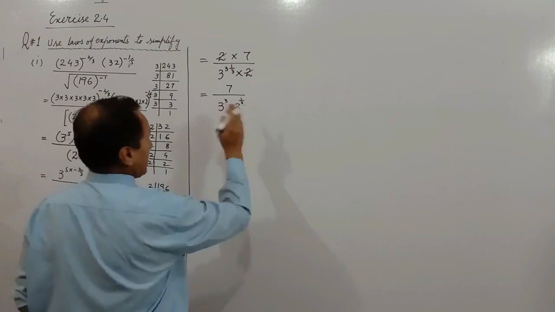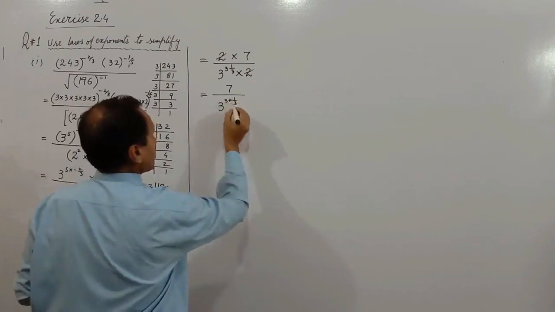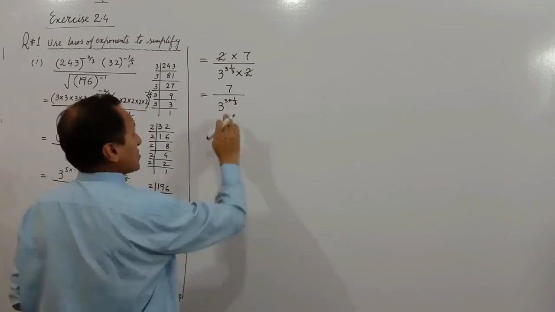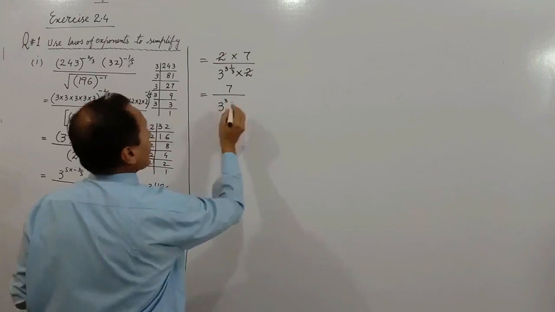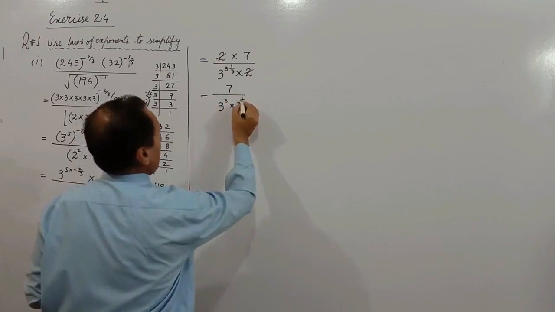And if we write this as 3 raised to power 3 plus 1 over 3, it means we apply the law of sum of powers over here, and we get 3 raised to power 3 multiply 3 raised to power 1 by 3.